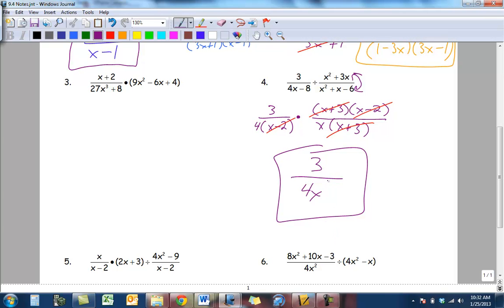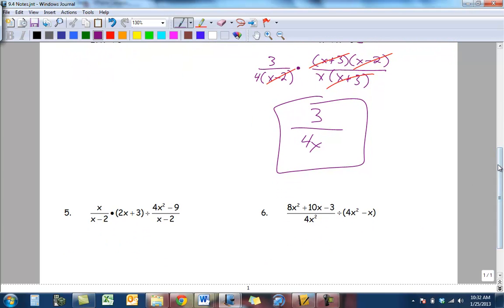So that's what's up. Tell you what, try these last 3 yourselves. We'll check them in class tomorrow.